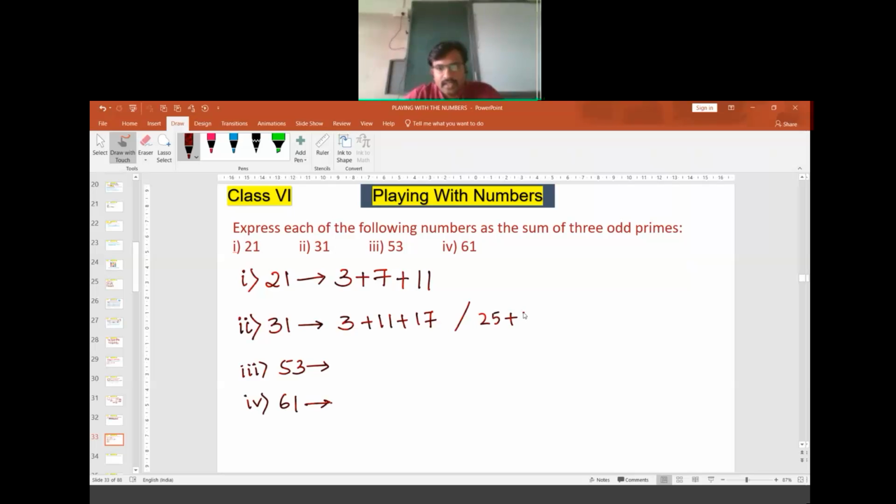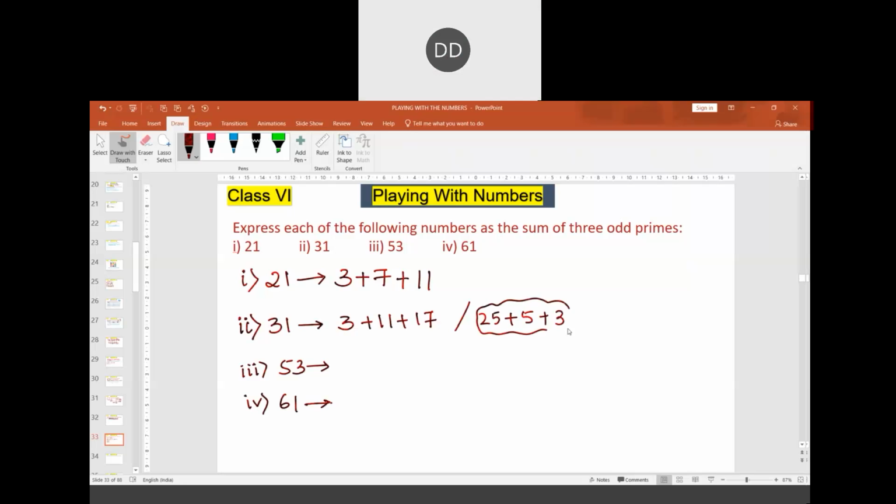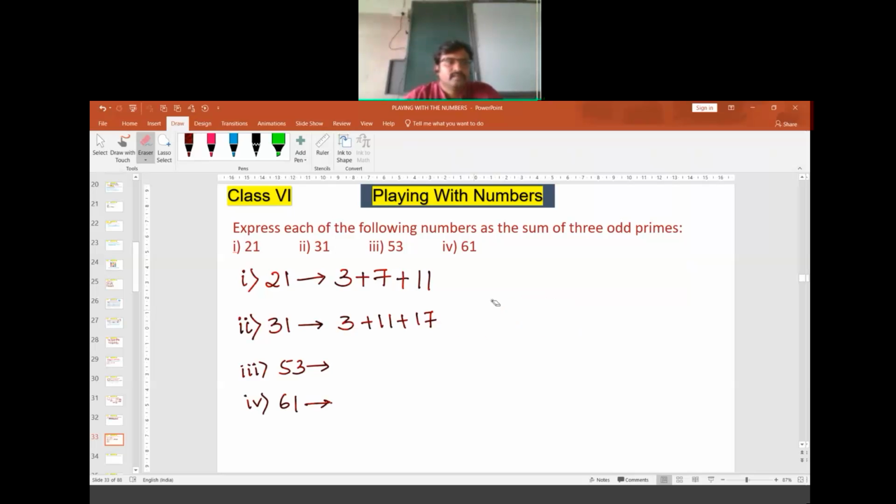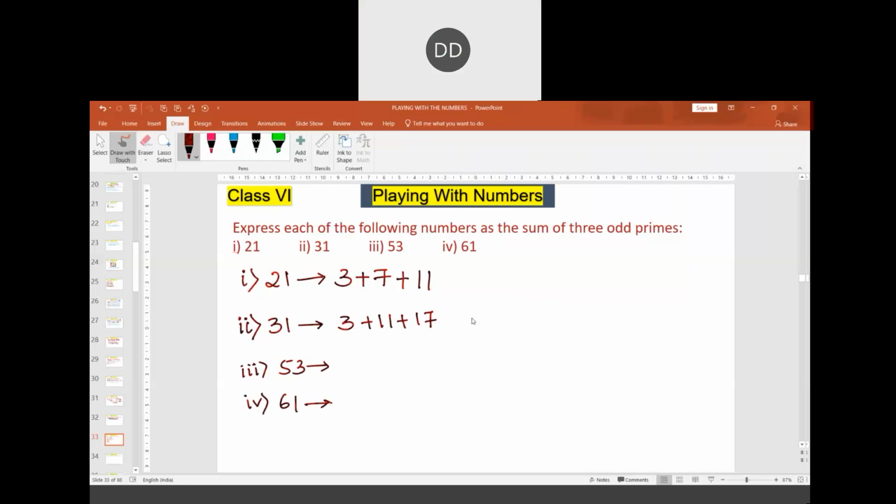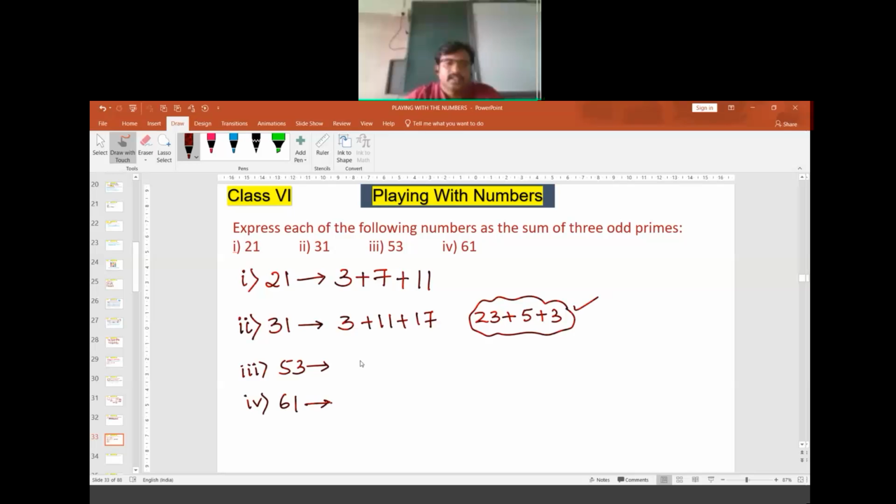23, 5 and 3. Add 20 and it becomes 30. 30 plus 3 is 33. No, we need 31, so it is wrong. Sir, 25 should be 23. 23 plus 5 plus 3. So this could be the combination. Correct.